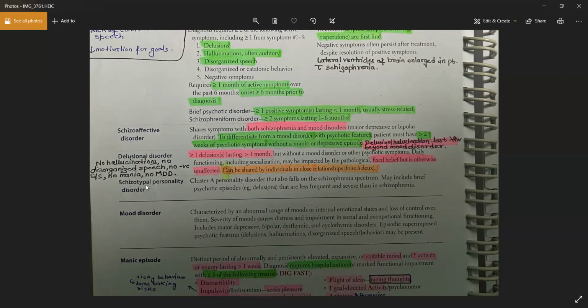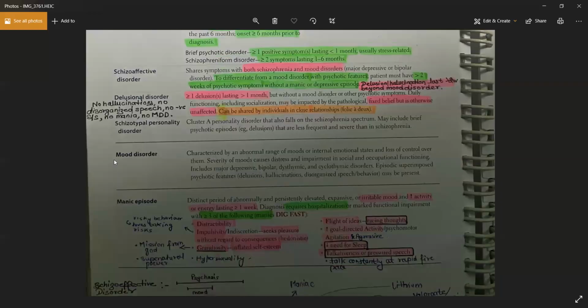And please note, it happens only in patients more than 18 years, because up to the 18 years, the patient is still developing their personality, right? So the schizotypal personality disorder can only exist after 18 years of age. Any doubt on the schizophrenia and associated disorders? No, thank you.